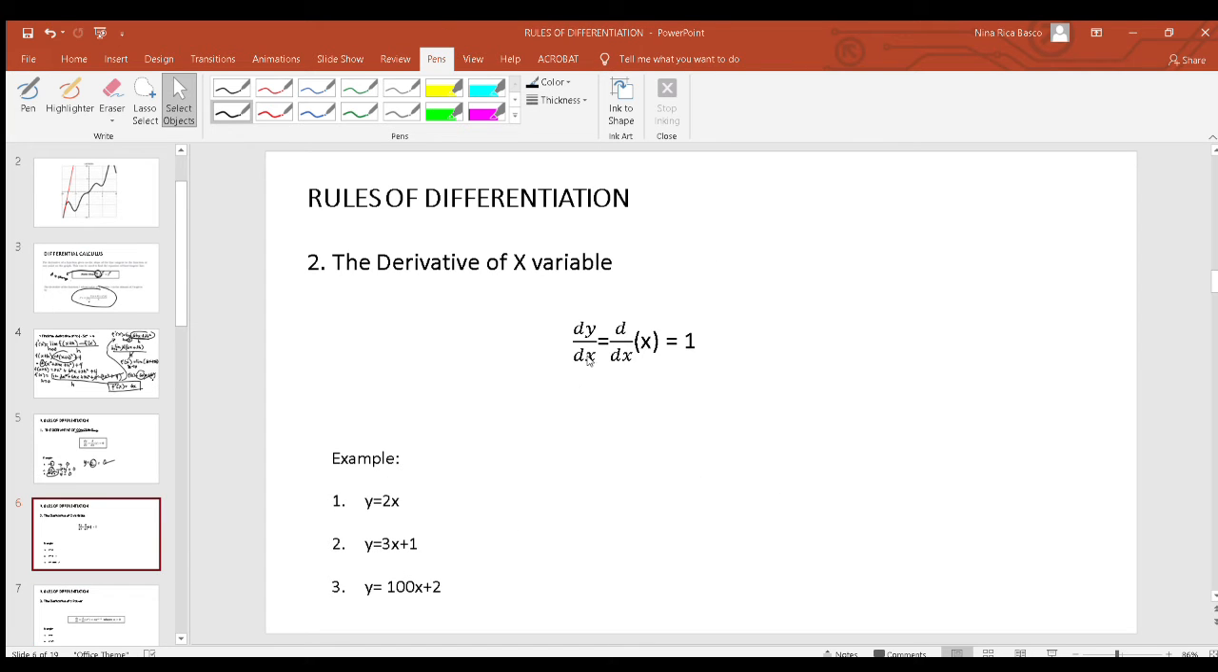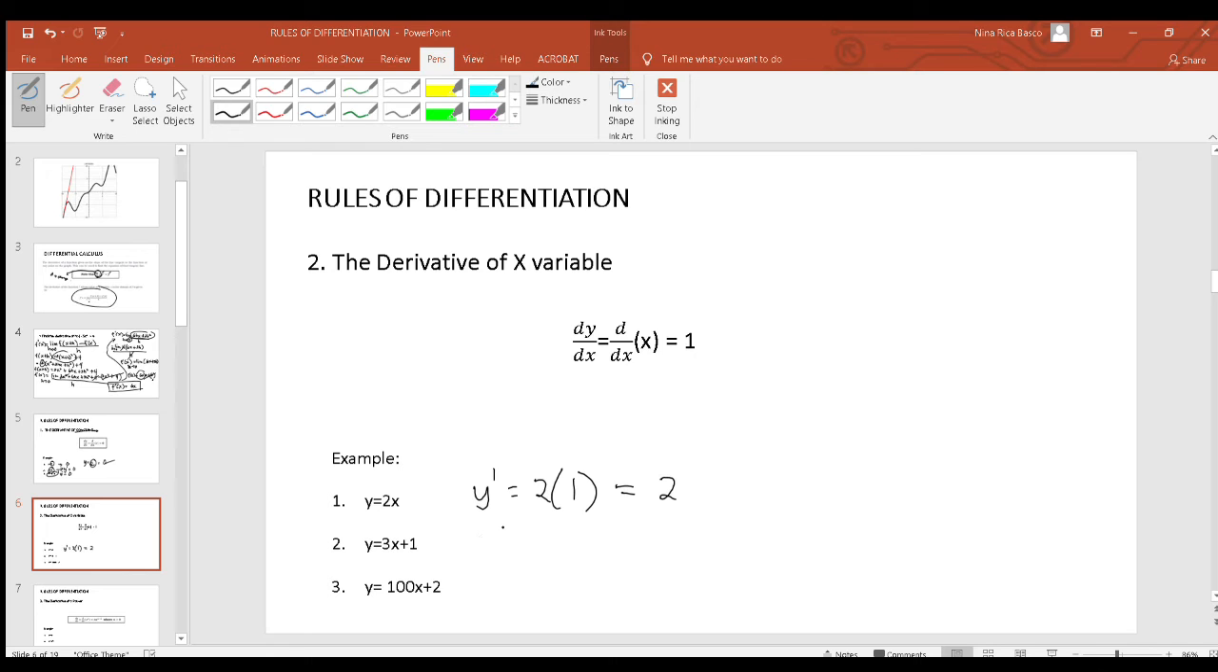The next rule is the derivative of the x variable. Kapag meron tayong x variable, the derivative of this is 1. For example, what is the derivative of 2x? Let's apply the rule. The derivative of the x variable is 1. Therefore, the y prime of 2x is 2.